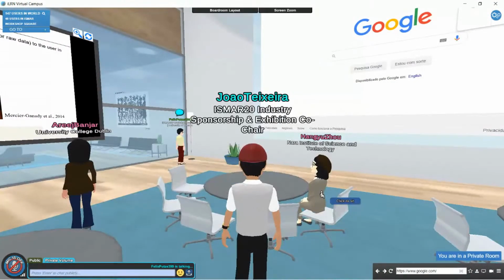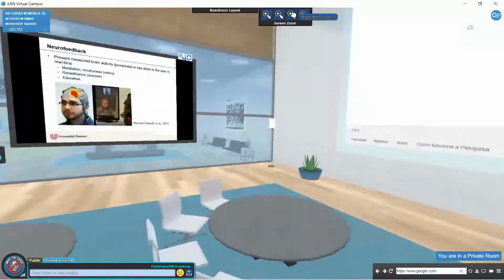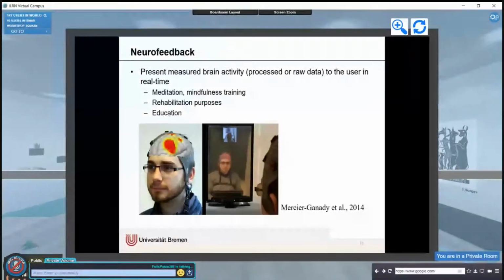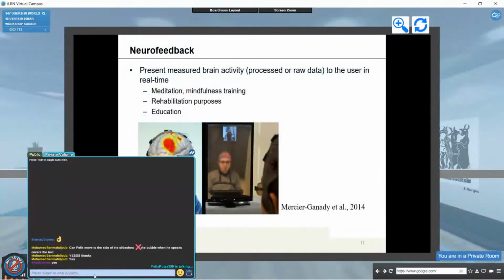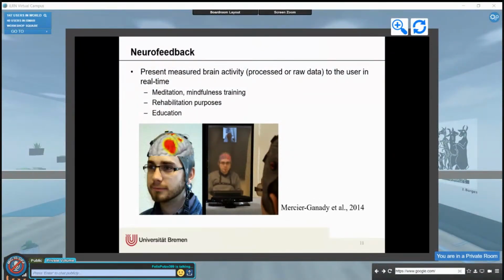Then the third type of using brain activity data in XR is neurofeedback. So neurofeedback is the most direct type of interactive system, or system which immediately uses the data within the application by presenting the measured brain activity either as raw data or as processed in some way to the user in real time.